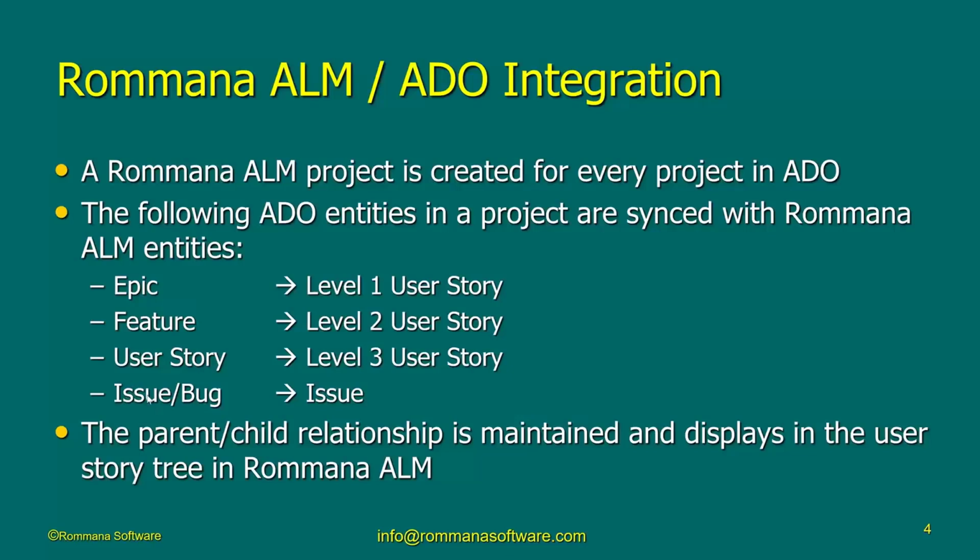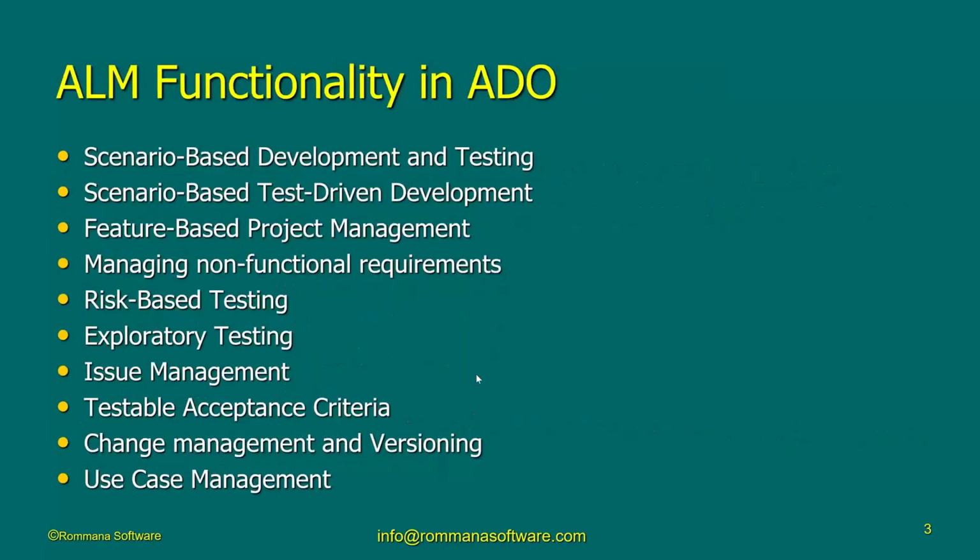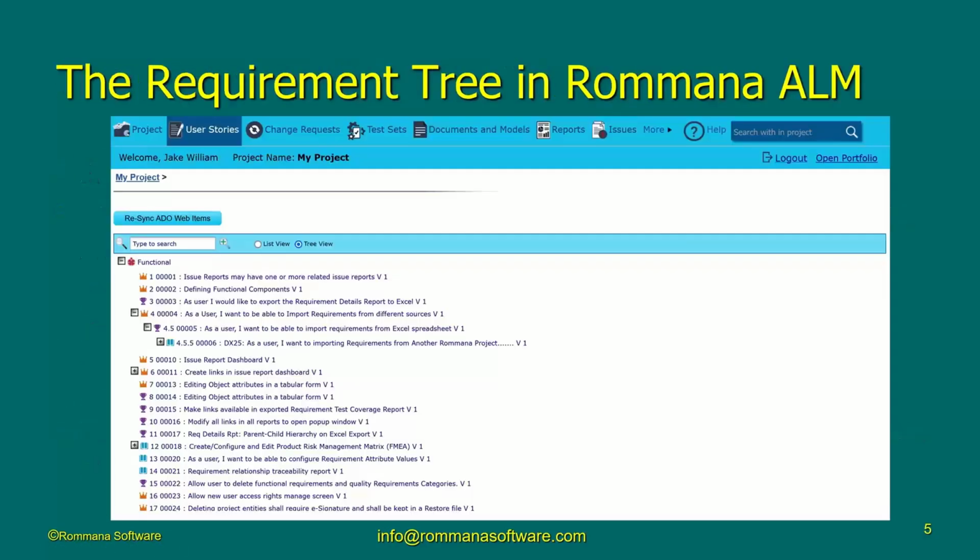We also take any issue or bug from ADO and create an issue within Rommana ALM. Now, all your entities within ADO have become entities within Rommana ALM. And the reason we do that is to allow you to do all the kind of things that Rommana ALM allows you to do, okay? And of course, because Rommana ALM has the parent-to-child relationship like this, again, I'm sorry, hold on, here you go.